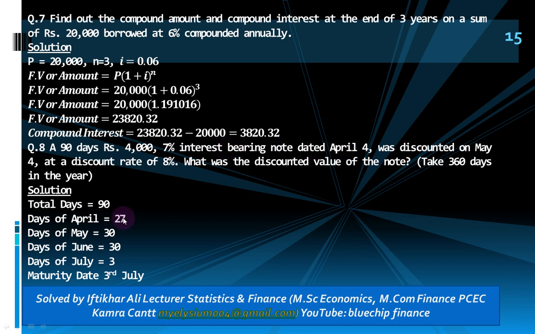So there are 27 remaining days of April, days of May 30, days of June 30, and 30 plus 30 is 60, and 27 is 87, and 3 days will be included of July. So maturity date is 3rd July, and this is the calculation of days.